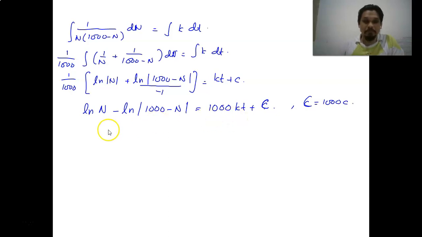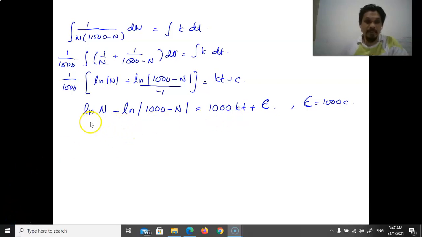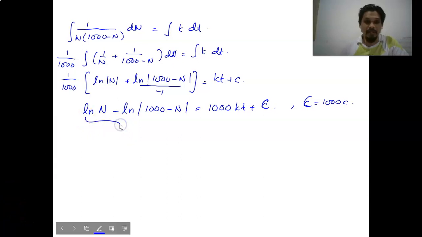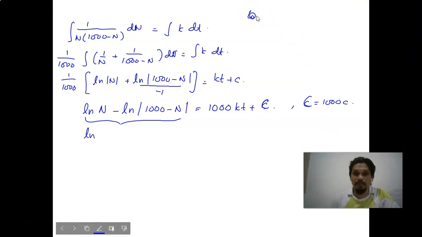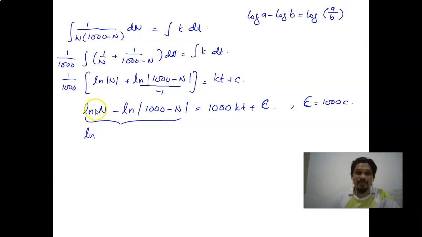Okay, now, this one here now, I'd like to simplify this on the left side. Okay, so natural log of, using the logs rule, log a minus log b equal to log a divided by b, good. So what about this one here now? Natural log of n divided by 1000 minus n equal to 1000 kt plus a capital C.